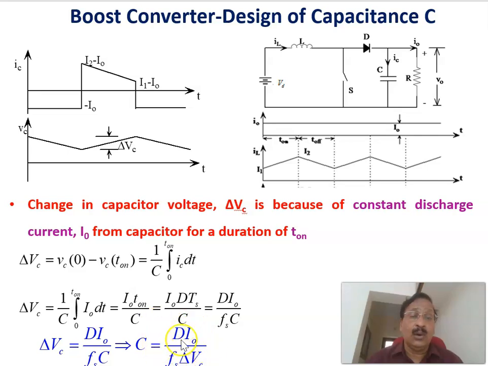Therefore, this is the way the capacitor is designed. The capacitor can be designed based on the permitted voltage ripple, or permitted output voltage delta Vc. If you know the switching frequency, duty cycle and the load current, then you can calculate the capacitance value to be connected across the load: C equals D I0 divided by Fs into delta Vc.